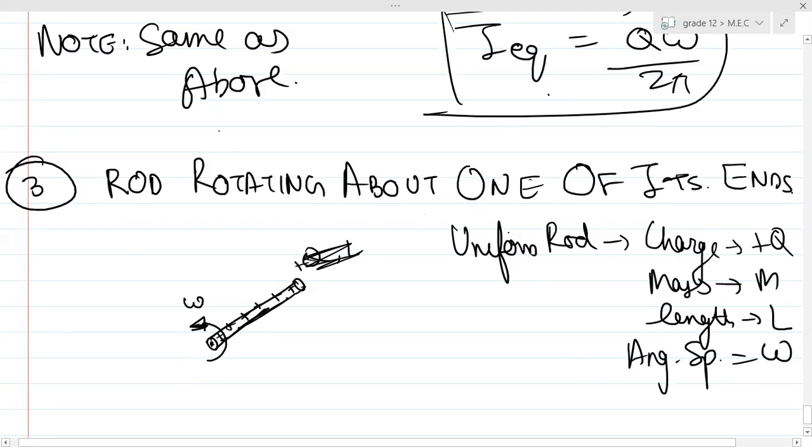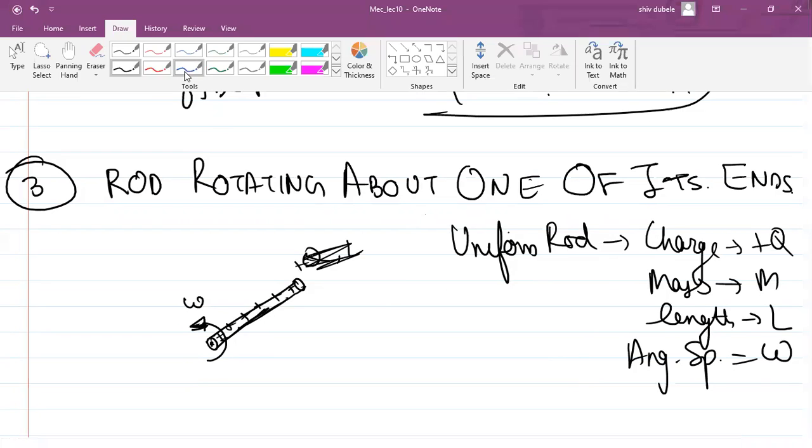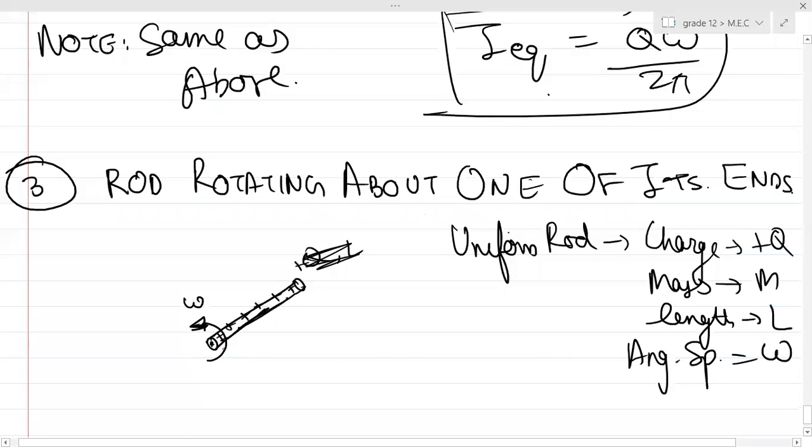Yes, sir. Now again you need to find out the same thing as the previous case. So what will you do? We'll choose a small element. Let us say at a distance x there is a small element of width dx. Yes or no? This element has a mass dm and a charge dq. Yes or no, guys?